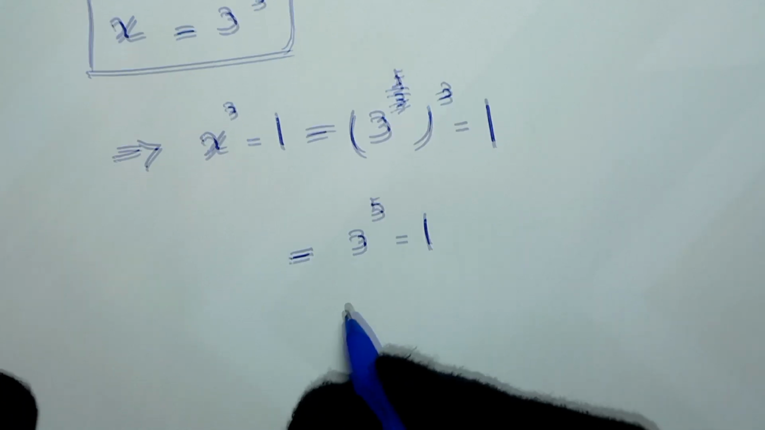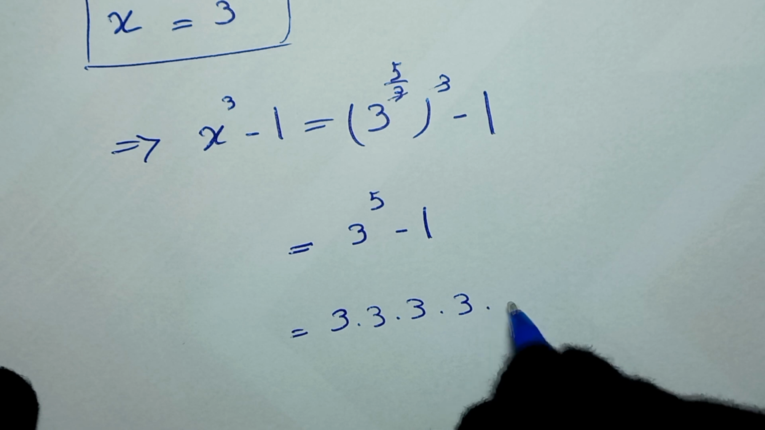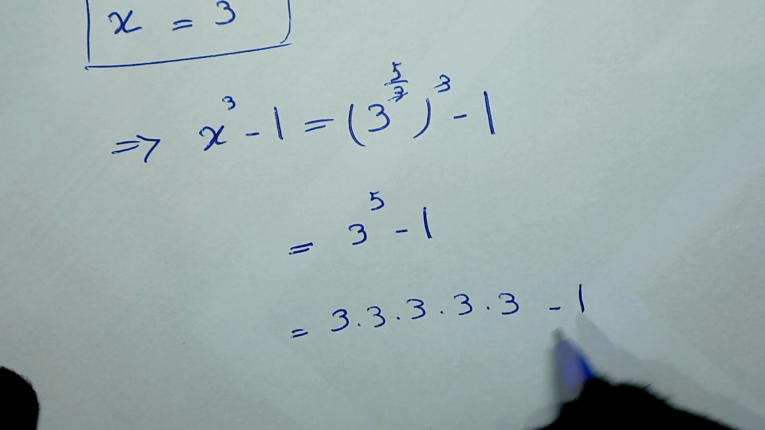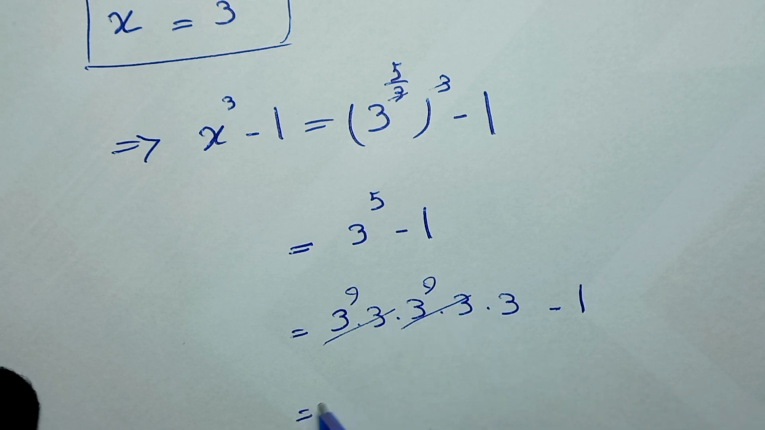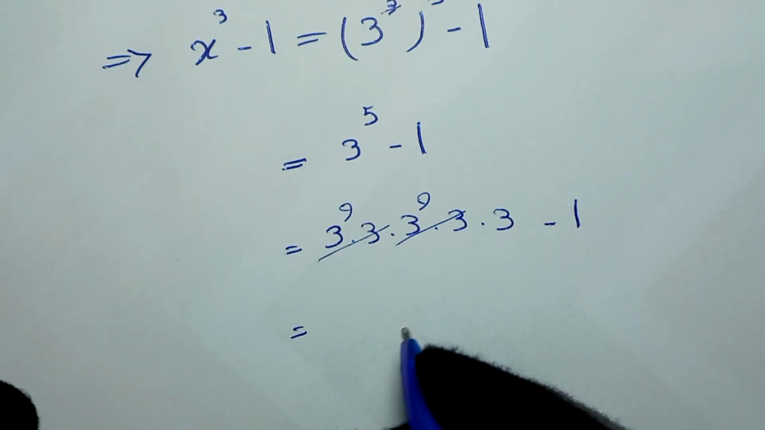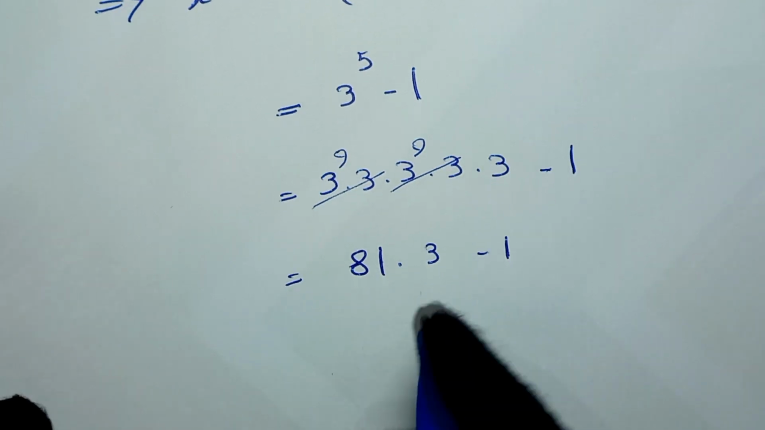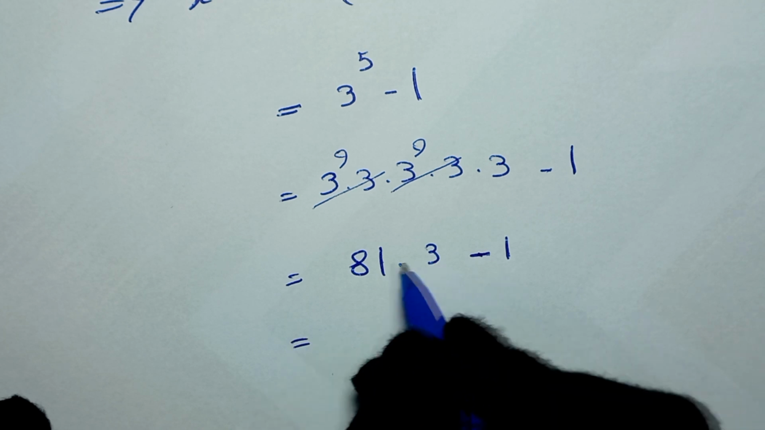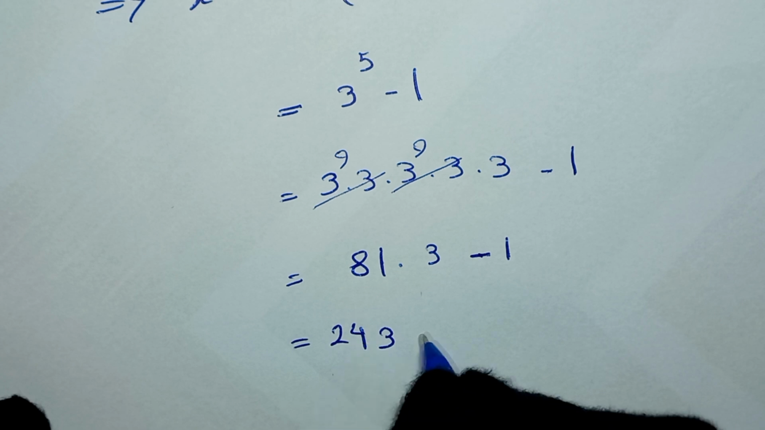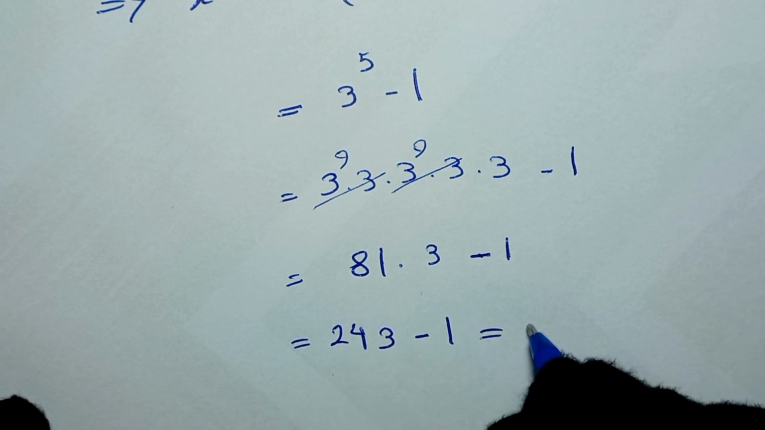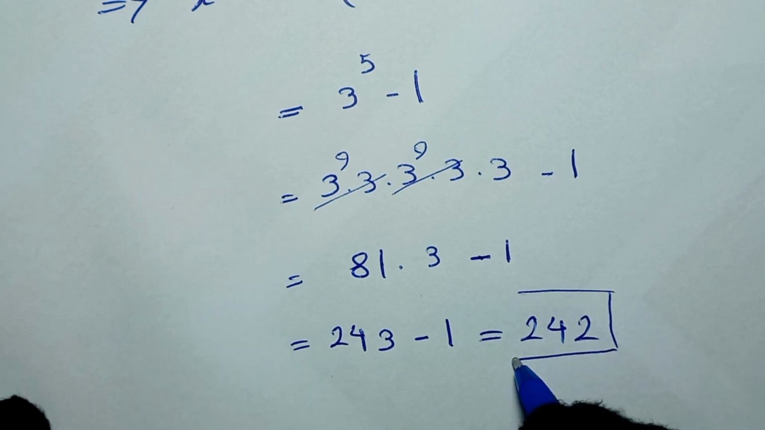And 3 to the power of 5 is 3 times 3 times 3 times 3 and times 3, and minus 1. 3 times 3 is 9, and 3 times 3 is 9, and 9 times 9 is 81, times 3 and minus 1, and it will be 3 times 1 is 3, and 3 times 8 is 24, and minus 1, and this is equal to 242, and this is our final answer.